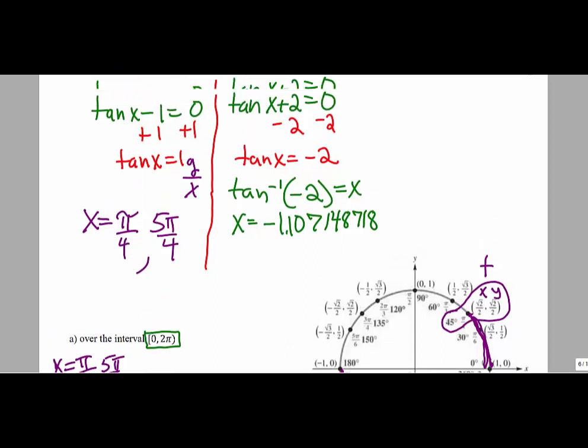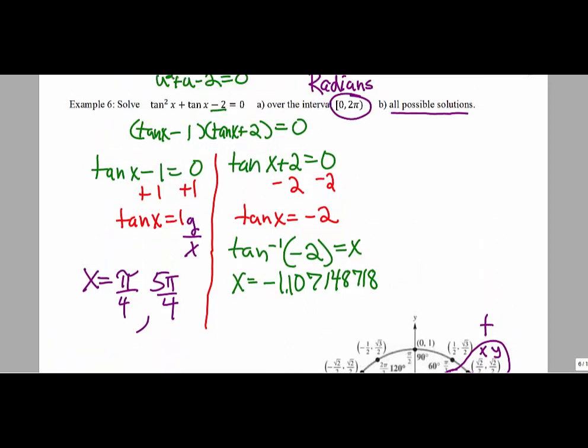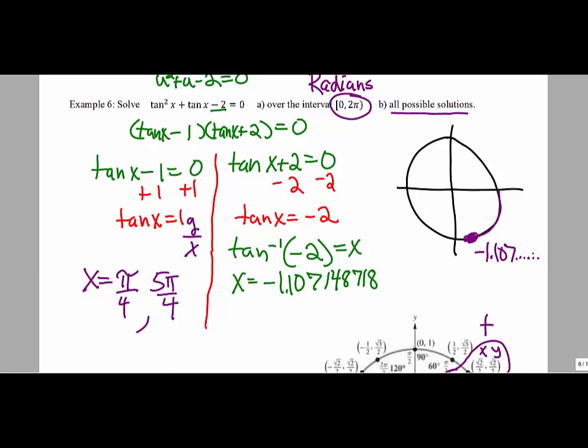So let's think about where this would be on our unit circle. I'm going to draw a little separate circle up here. This is definitely in quadrant 4. We start here and think about a negative angle, about right there. So this would be -1.107, etc. for that angle. This is not the angle that we want. We want an angle that's coterminal to this, that lives in the desired interval from 0 to 2 pi.